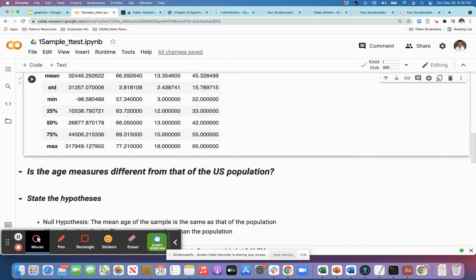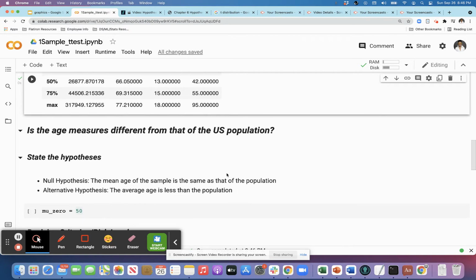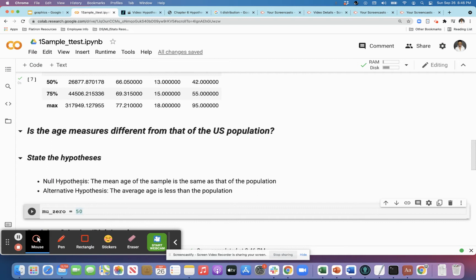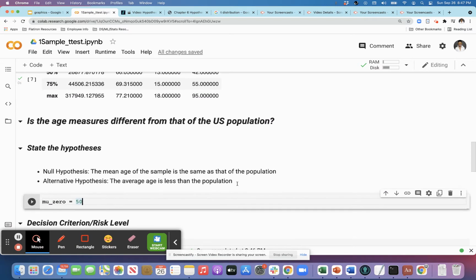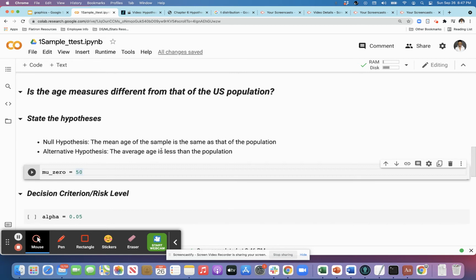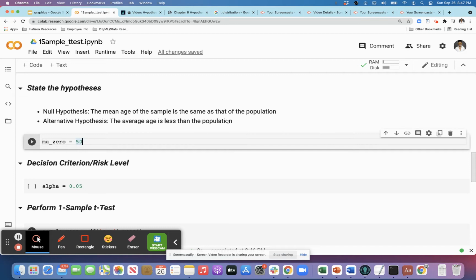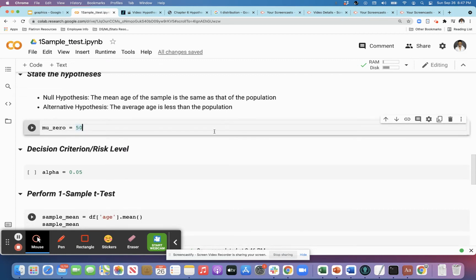So the research question is: is the age measure in this sample different from that of the US population? I make some assumptions about what the average age in the US population is, and I set it at 50. My null hypothesis states that the mean age of the sample is the same as the mean age of the population. The alternative hypothesis says that the average age is less. So this is going to be a left-tailed test.